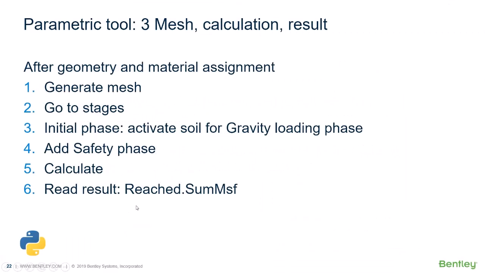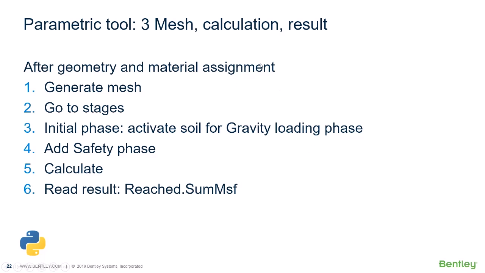Now after we have done the geometry and material assignment, there are a few steps to run the calculation and get a factor of safety. Step 1, of course, first we need to generate the finite element mesh. When that's done, we have to go to the stages mode, where we start the initial phase. We activate all the soils there for the gravity loading phase. Then we add the safety phase. We also start the calculation, and then we're going to read the results. In this case, we're not going to start the output program to get all the required results. The input program also offers some of the basic output already, and we can reach the sum MSF value that we get from the analysis. We can assume that to be the factor of safety in this case.